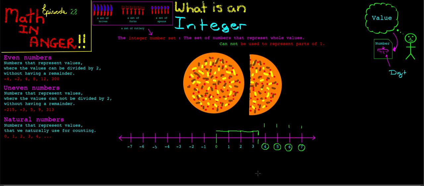Okay? Now you know what an integer is. The integer number set is the set of all the numbers that can be used in order to represent whole values. In other words, it excludes all the numbers that can be used to represent parts of one. Okay? That's about as much as anyone can say about this topic.